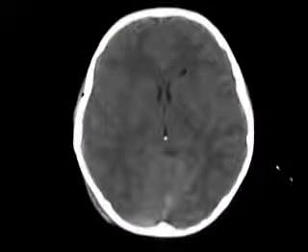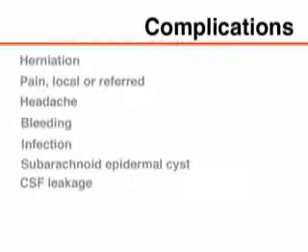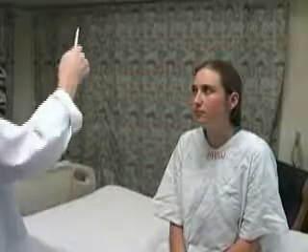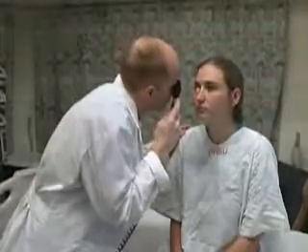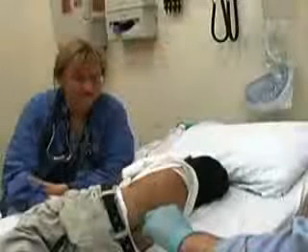Lumbar puncture has numerous possible complications, including cerebellar herniation, referred pain, headache, bleeding, infection, the formation of a subarachnoid epidermal cyst, and leakage of spinal fluid. You can avoid many of these complications by conducting a careful assessment of the patient before the procedure, including a thorough neurologic examination and retinoscopy, and monitoring the patient throughout the procedure.